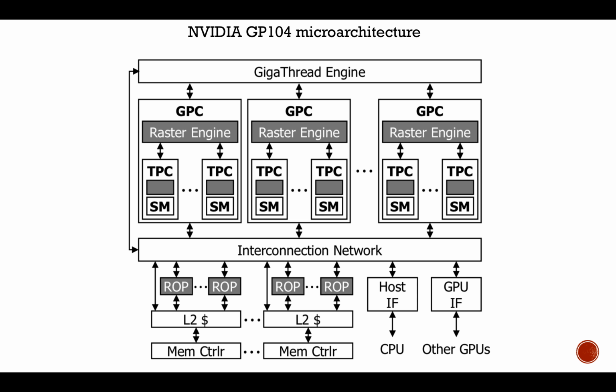GPU memory contents, such as textures and frame buffers, are interleaved across memory partitions to increase memory bandwidth. Each memory controller is paired to an L2 cache, and multiple ROPs are associated to each L2 cache. ROPs validate pixels generated by GPCs via depth and alpha tests, and update the frame buffer with valid pixels.